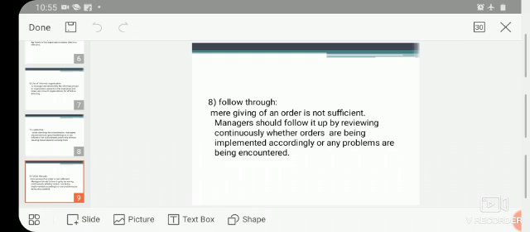If any problems are faced by the subordinates, then it is the responsibility of the manager to find remedies for the problems. So the manager should follow up by continuously reviewing whether orders are being implemented accordingly or any problems are being encountered. If necessary, suitable modifications should be made in the directions. So these are the principles of directing.